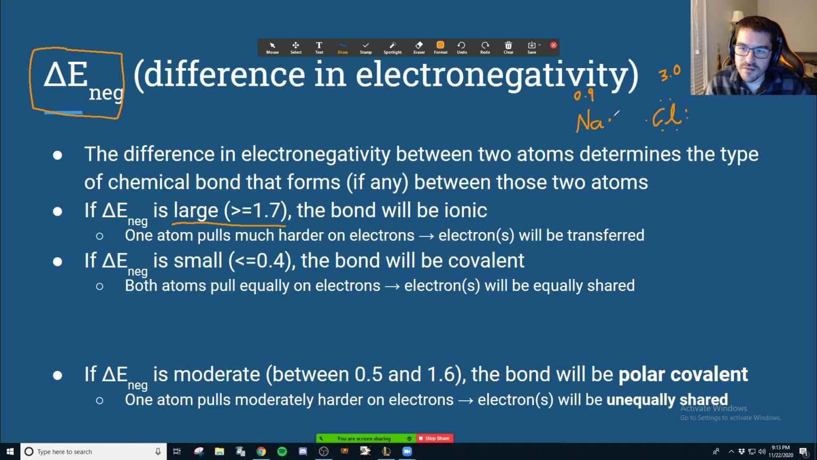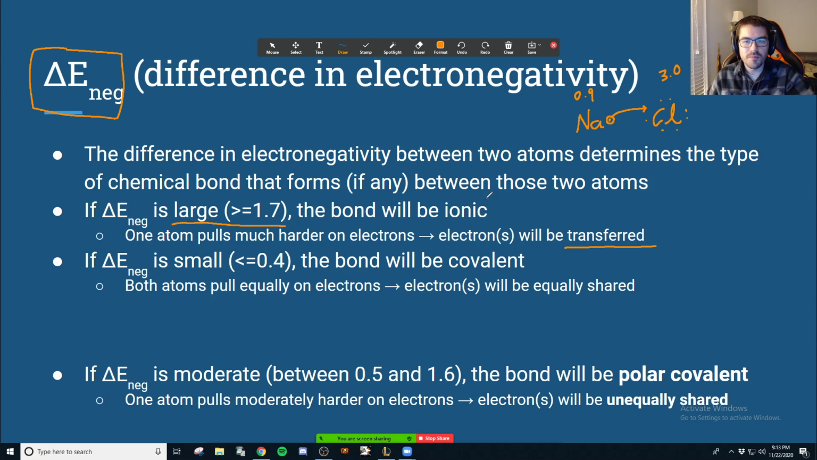What that means is that when these two atoms engage in a chemical bond, chlorine is able to completely strip that electron away, sort of steal that electron away. Chlorine is much better at attracting electrons than sodium is. And so you end up with an ionic bond where electrons have been transferred.